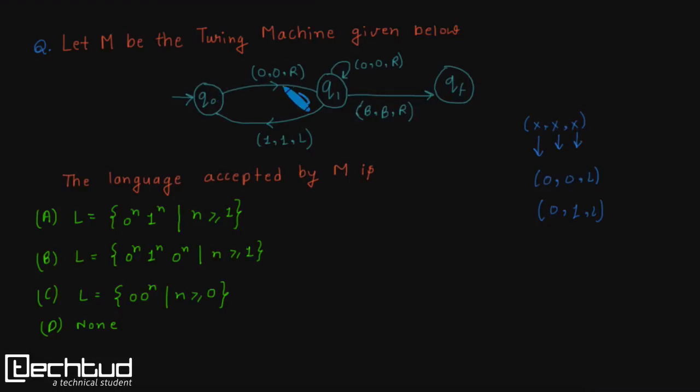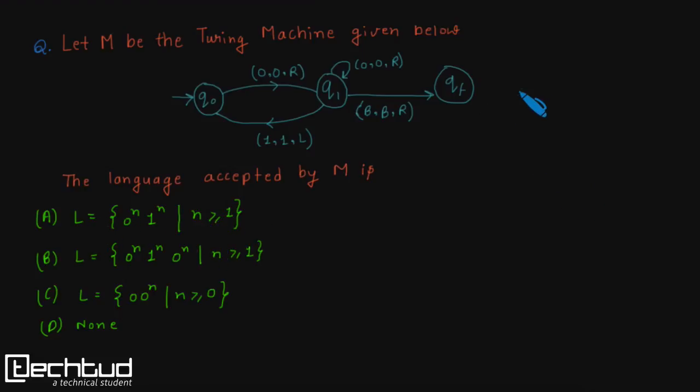The Turing machine has three states, one of which is the final state, and we have some transitions given between these states. We will take every language one by one and check whether that language will be accepted by this machine or not. Let me take the first language.